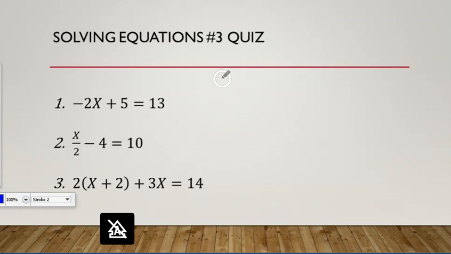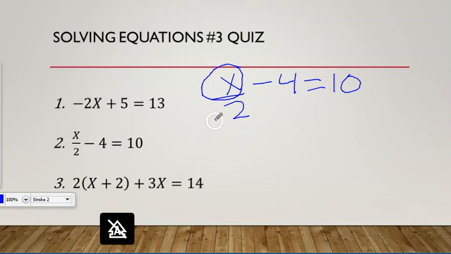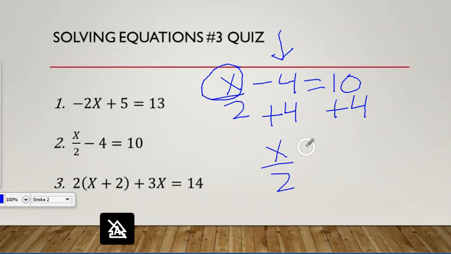X divided by 2 minus 4 equals 10. Remember, when we're solving an equation, we're trying to isolate the x. So we want to get this x all by itself. We always get rid of the addition or subtraction part first. So to get rid of a minus 4, we're going to add 4, which we're going to do on both sides. So x divided by 2 equals 14.